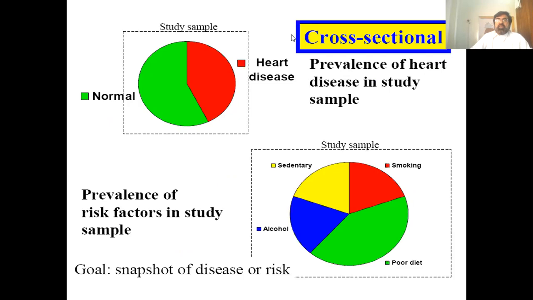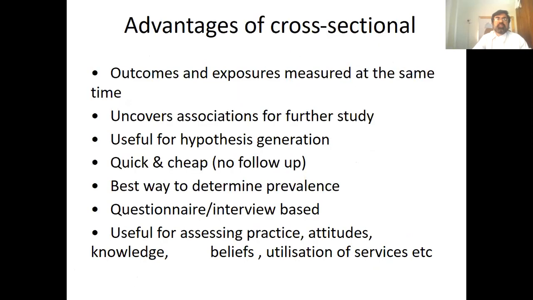And taking it further, the cross-sectional prevalence of heart disease in a sample shows the different factors related to heart disease, for example smoking, poor diet, alcohol, and sedentary lifestyle. You filled a questionnaire, and you made groups. These are the factors which were identified during your survey. So it gives the prevalence of risk factors in the study sample, a snapshot of a disease.